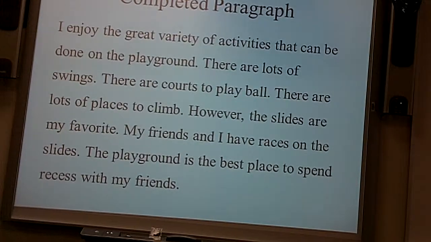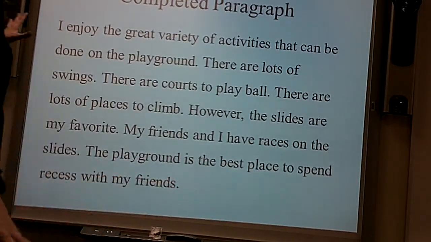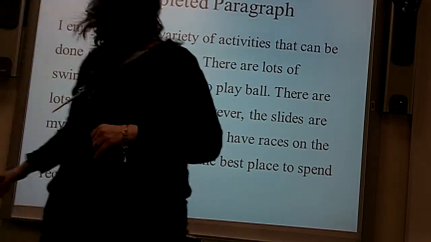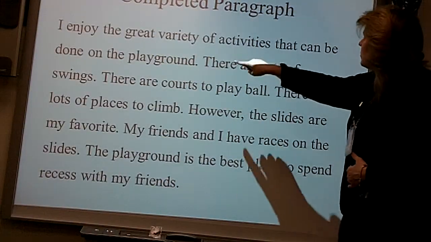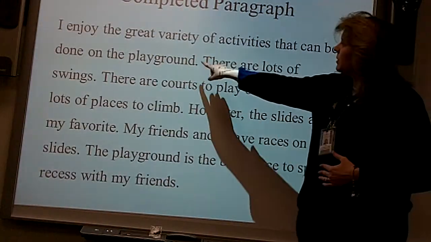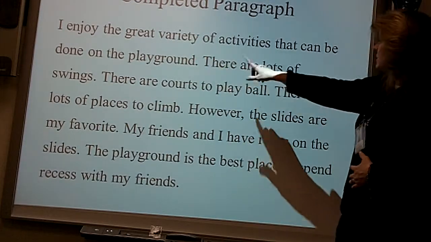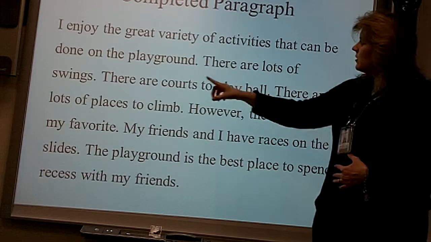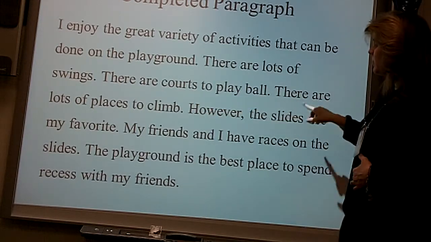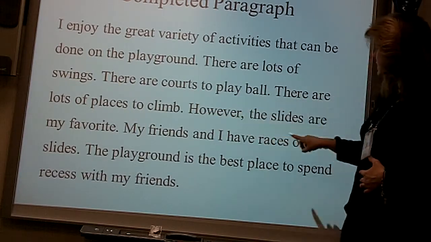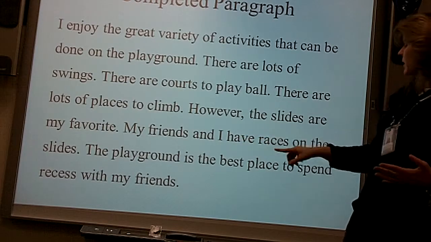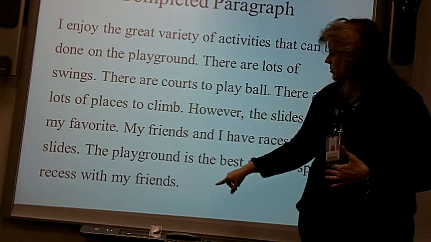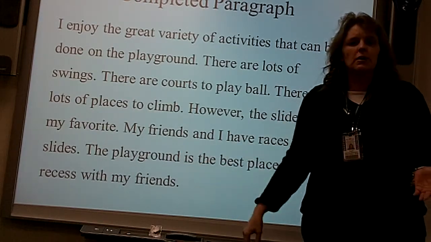Okay, you can see on the board right here, I've got my paragraph. It's already completed. It says, I enjoy the great variety of activities that can be done on the playground. Topic sentence. Detail sentences. There are lots of swings. There are courts to play ball. There are lots of places to climb. However, the slides are my favorite. My friends and I have races on the slides. The playground is the best place to spend recess with my friends. Obviously, the last one's my conclusion.